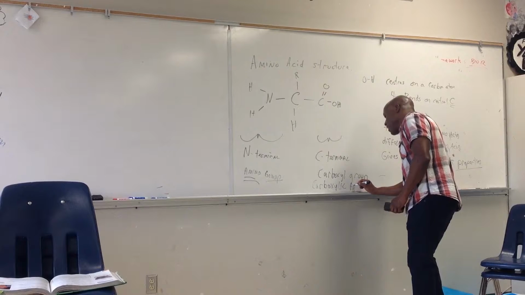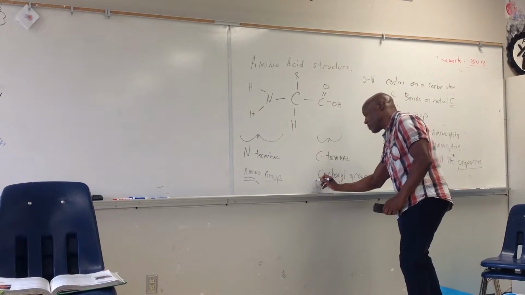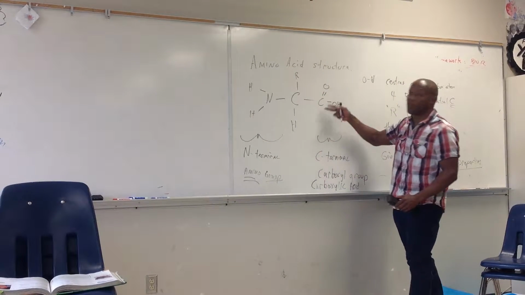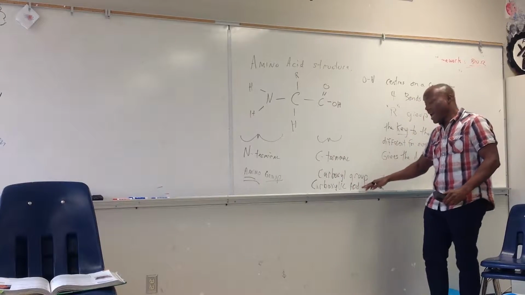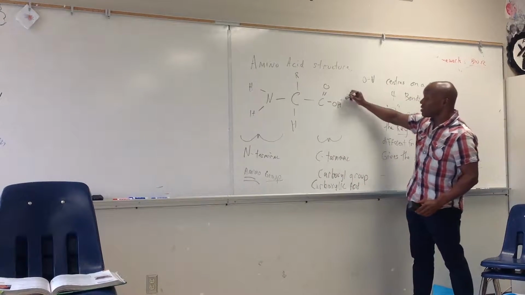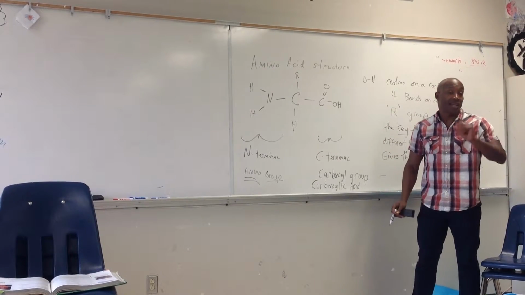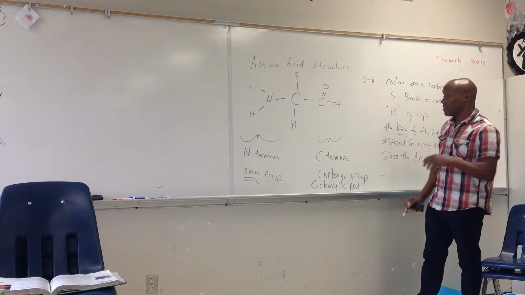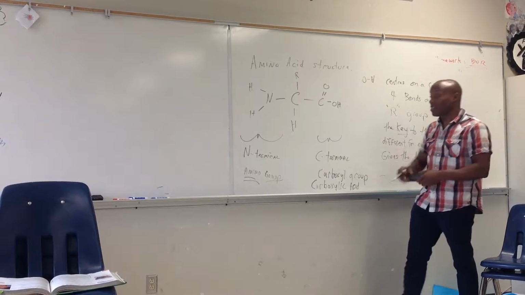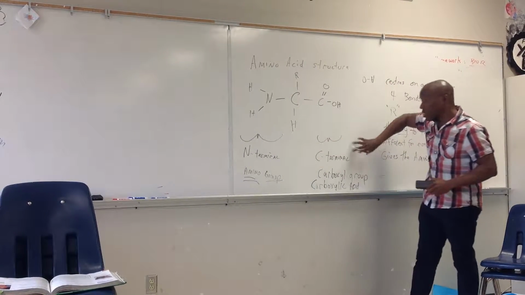So this is a carboxylic acid group. That's another name for this carboxyl group. It's called acid because this little H here will come off and act like an acid. So this is why we get the name amino acid. We get an amino group here and a carboxyl group there.